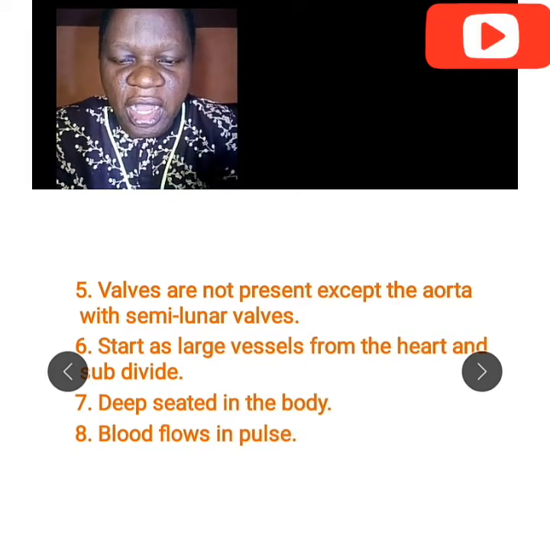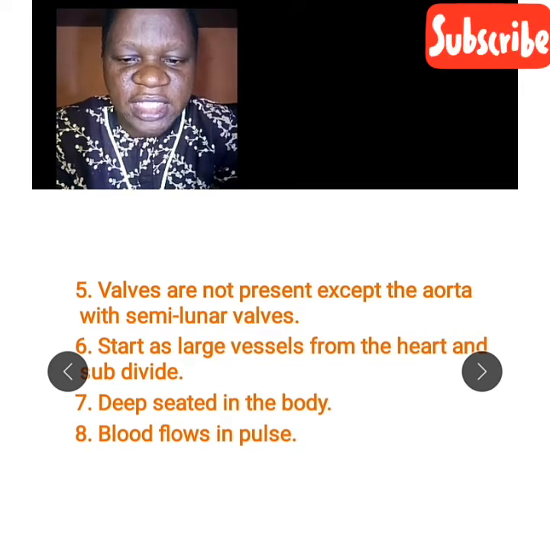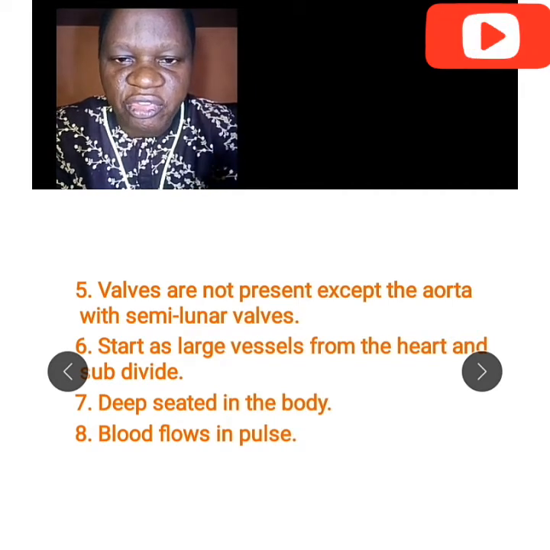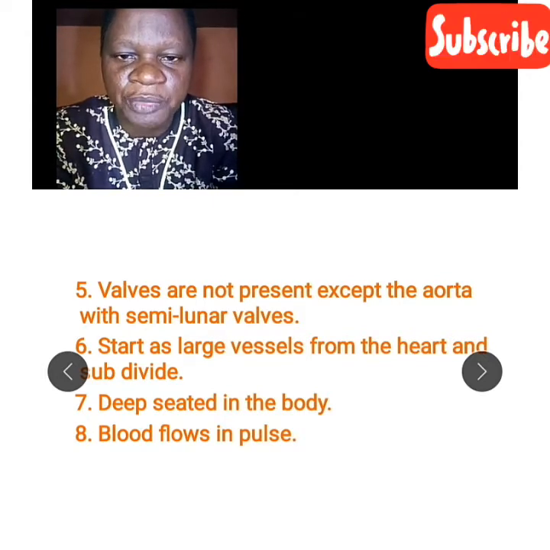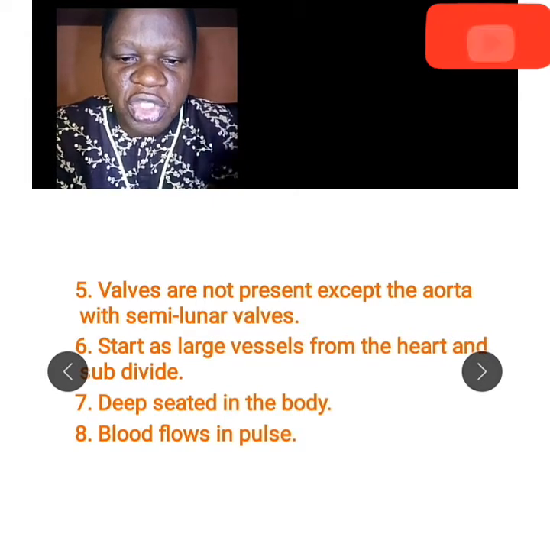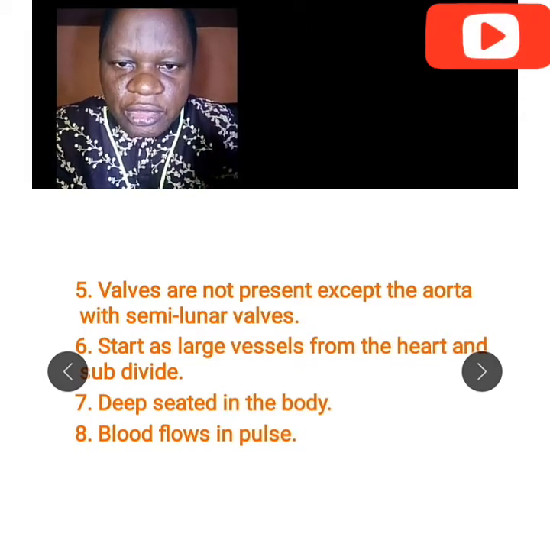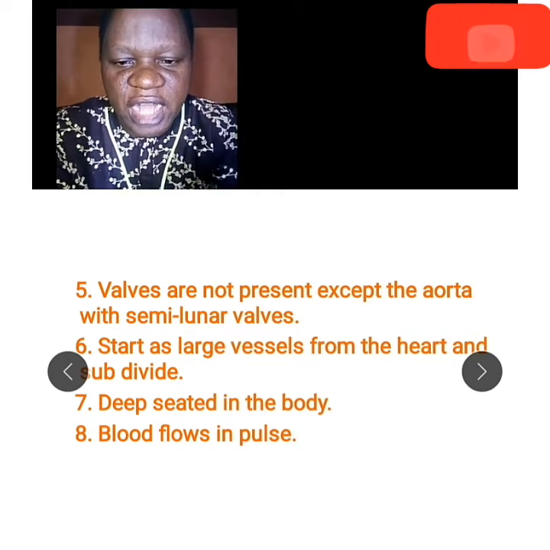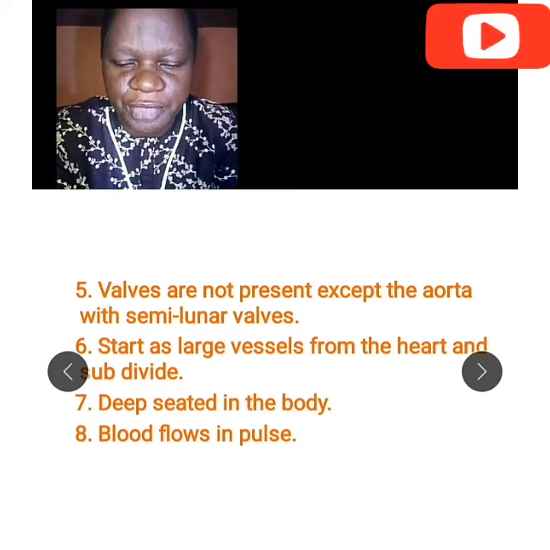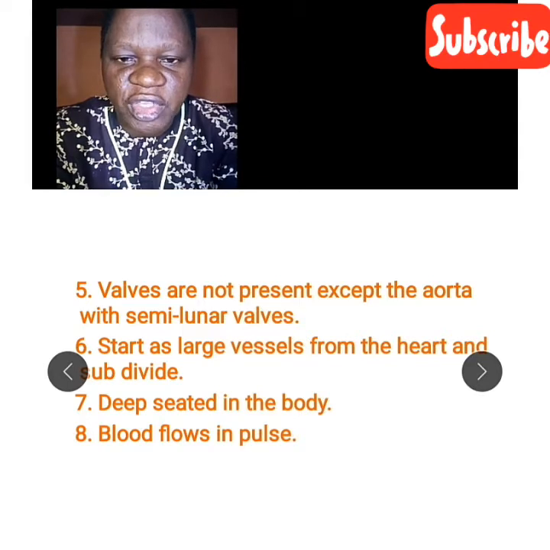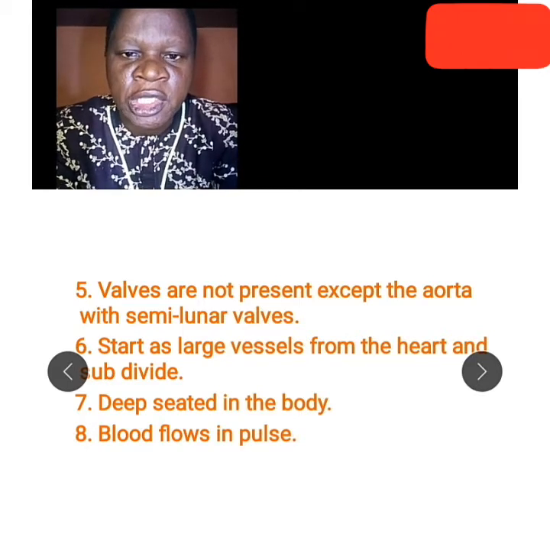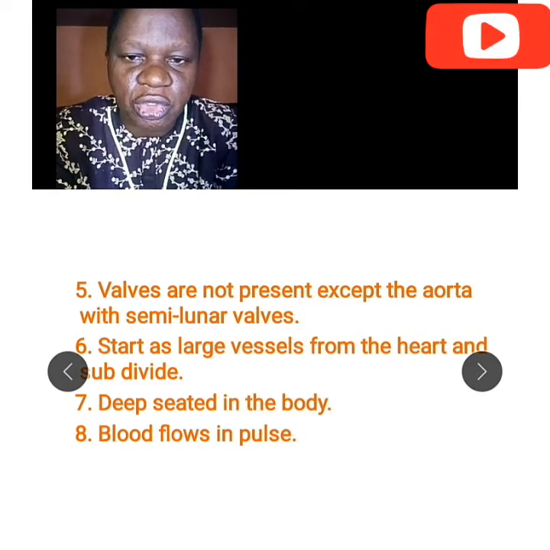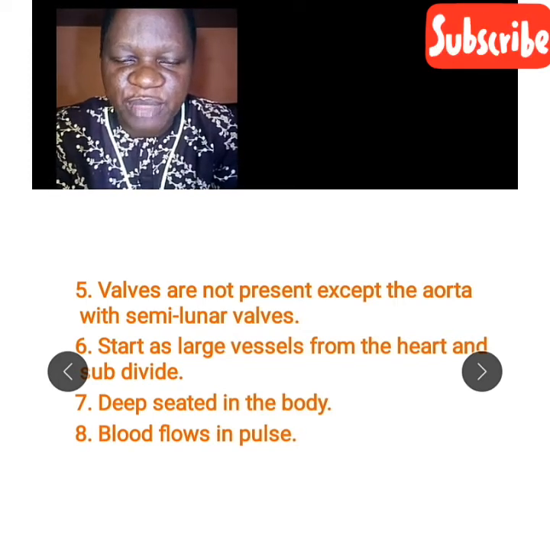Then the artery also starts as a large vessel from the heart, and then subdivides into different kinds of artery that supply different organs of the body, and then into arteriole, which eventually joins the vein through the blood capillaries. And the arteries are also deep seated in the body. That means they are not surfacely located, they are deep in the body. When you look at your skin, you cannot see artery, you can only see a vein, because they are deeply seated in the body.